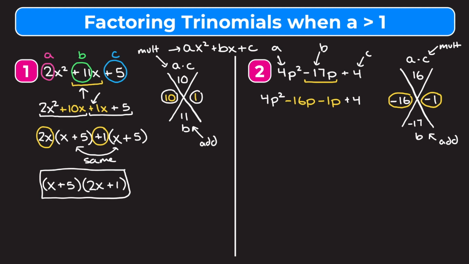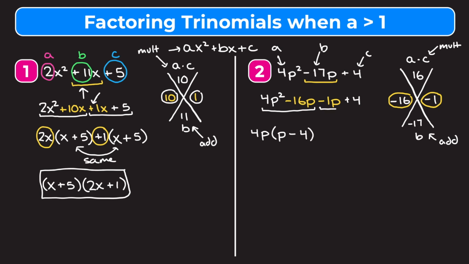So now we're going to factor by grouping. So we want to factor these first two terms and pull out what they have in common. So they have a 4 in common because 4 and 16 are both divisible by 4. And they have 1p in common. So we're going to take out a 4p. If we take out a 4p from 4p squared, we're just left with p. And if we take out a 4p from 16p, we are left with 4.